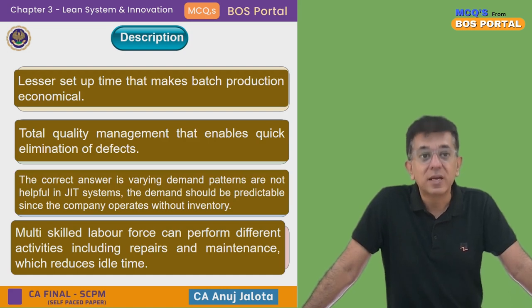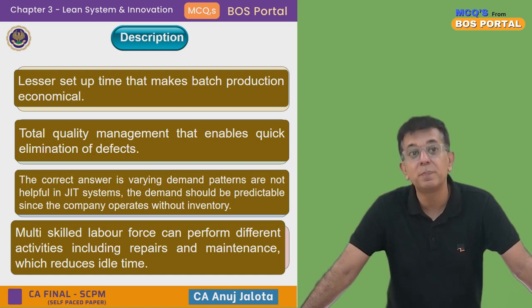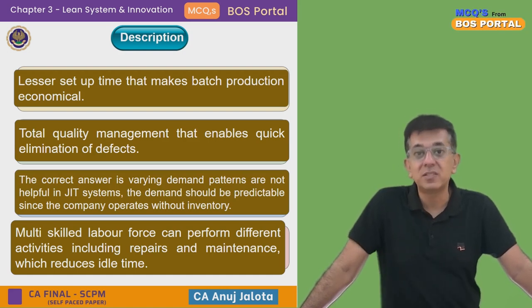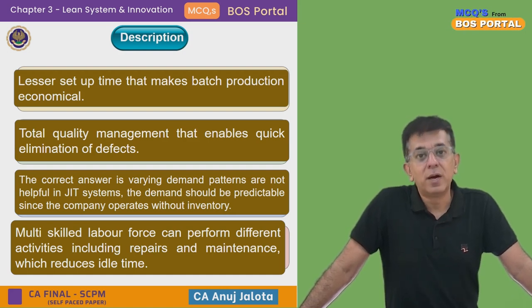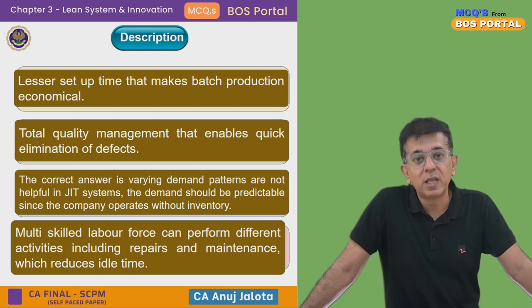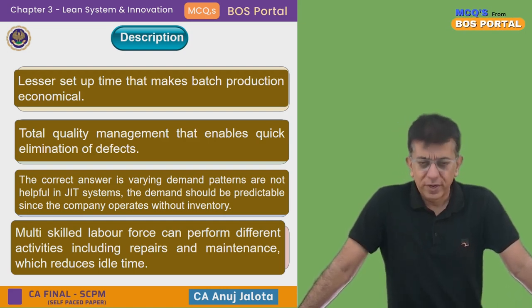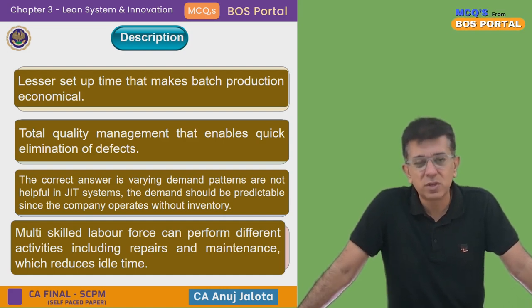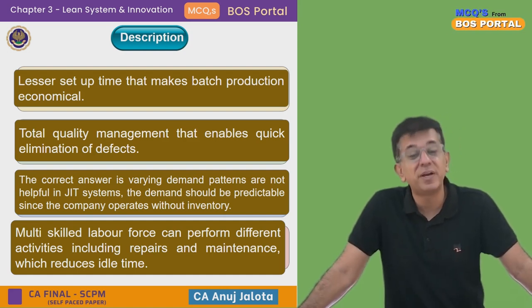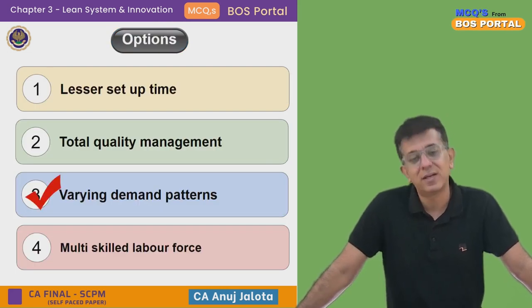The correct answer is varying demand patterns are not helpful in JIT system. The demand should be predictable since a company operates without inventory. If you do not have any inventory, you estimated a demand of 100, you produced 100, but demand came of 90, then the 10, where will you keep? Now you are adopting JIT system, so you might not have space for storage. And if the demand comes as 110, you will fall short of 10 units now. So therefore we want consistent demand, which is a predictable one. So the answer over here should be third. That is the correct one.